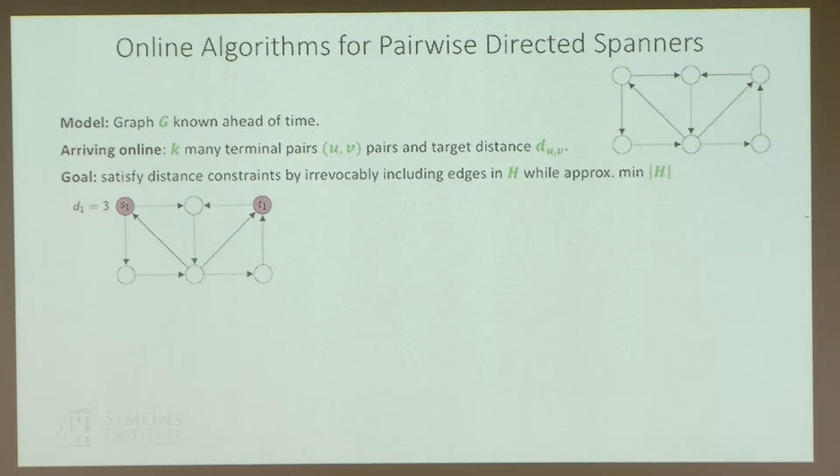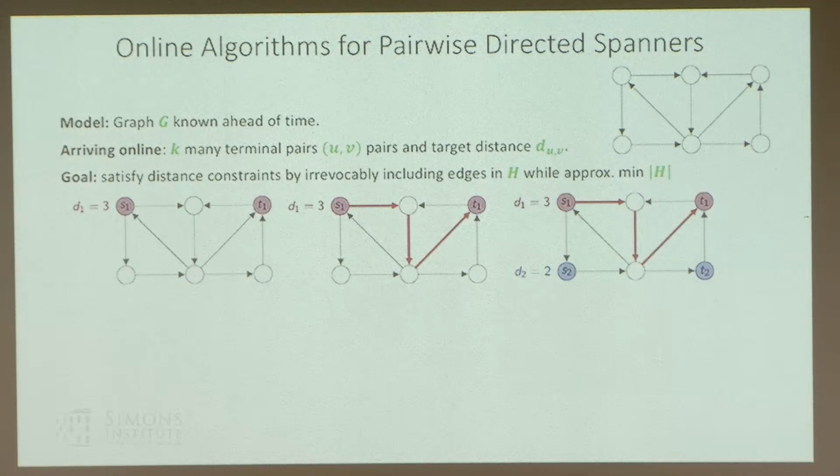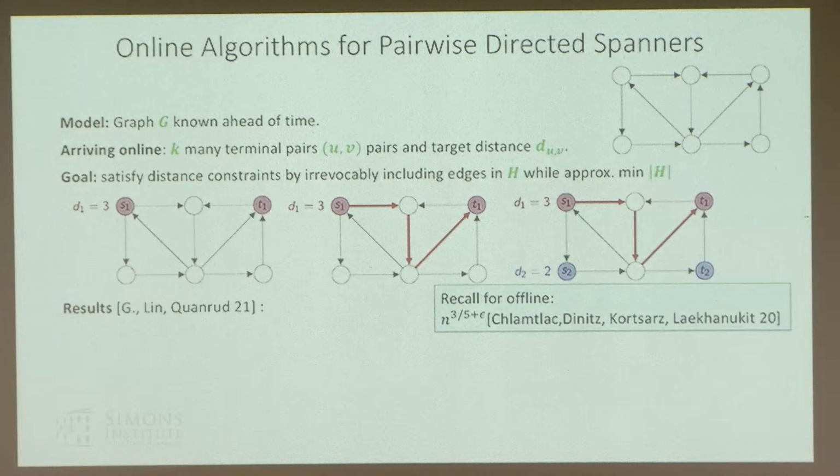What does it mean online here? It means that if you picked an edge, you can't change your mind and drop it and pick something else later. So if you were greedy and picked an edge, you're stuck with it for the rest of the algorithm, even though it might be really bad for other paths, for other pairs.